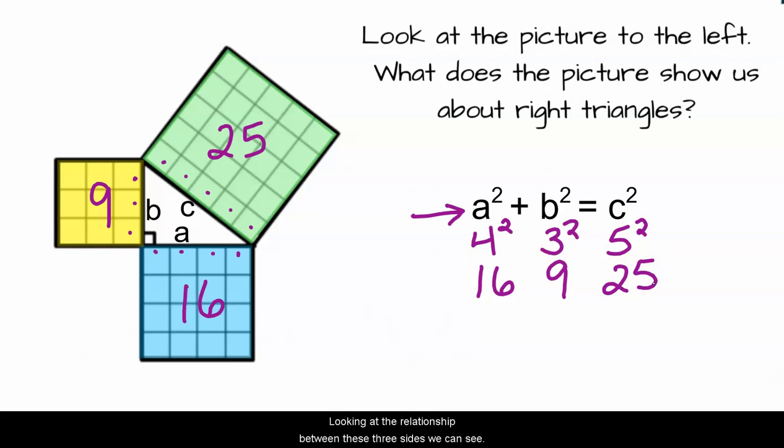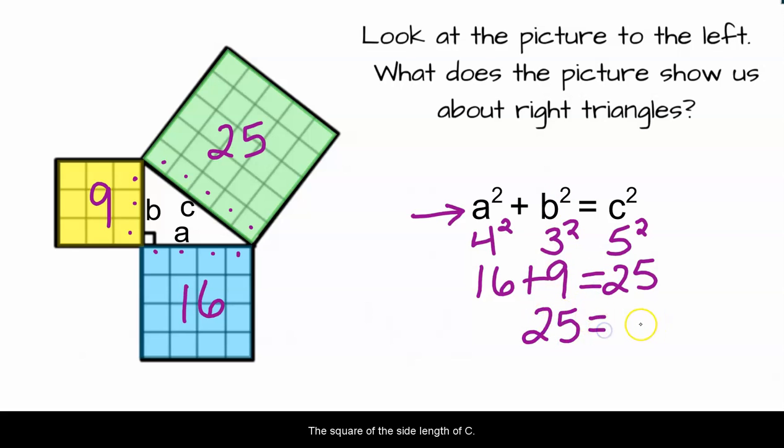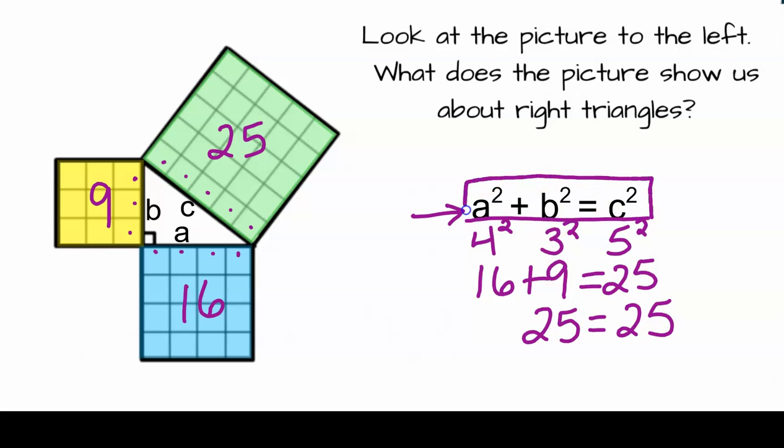Looking at the relationship between these three sides, we can see that when we square the side length of A, we square the side length of B, and add them together, we get the square of the side length of C. This is called our Pythagorean theorem. It is only true for right triangles. So what does this mean and how can we use it?